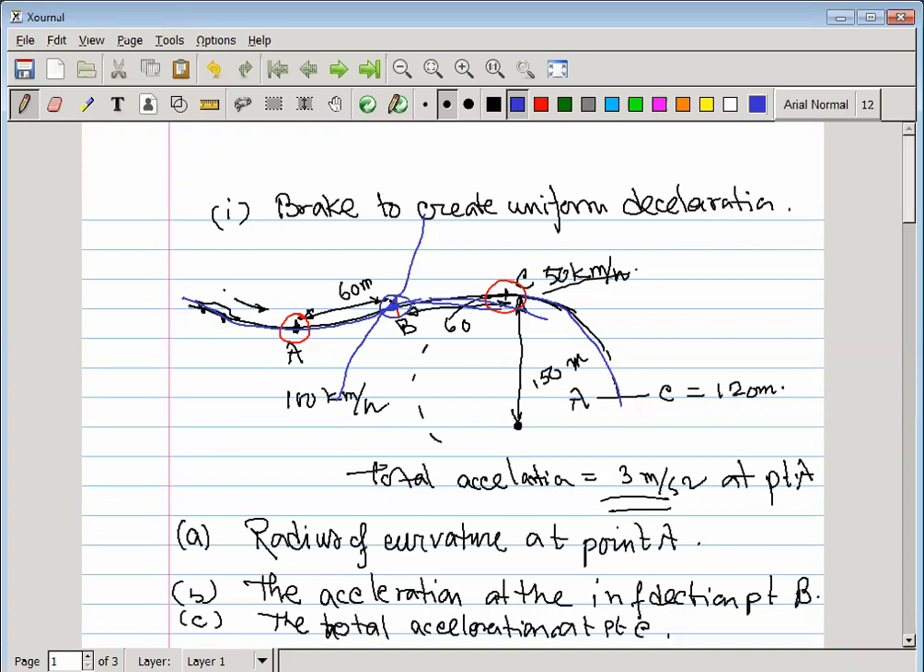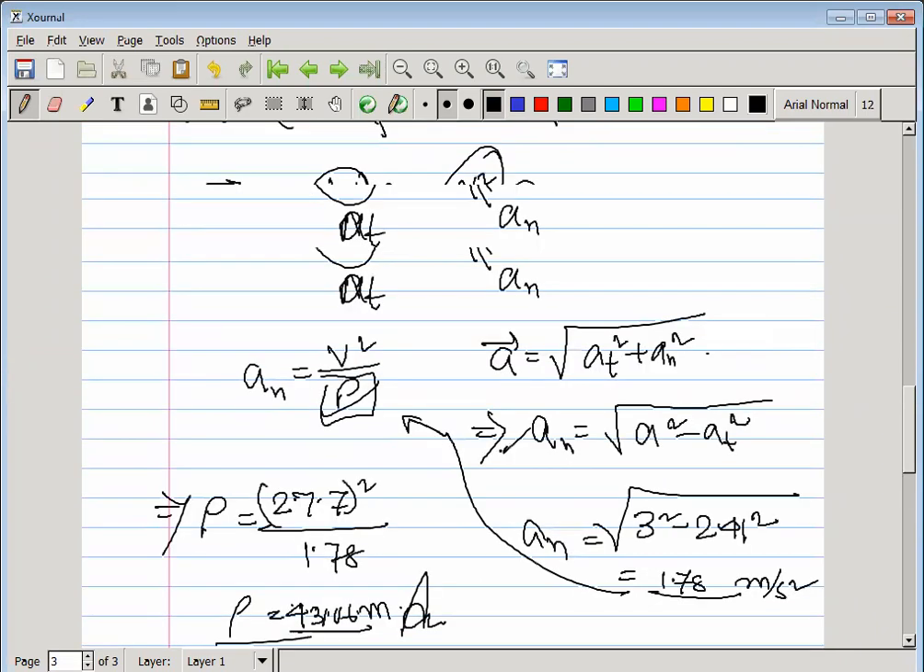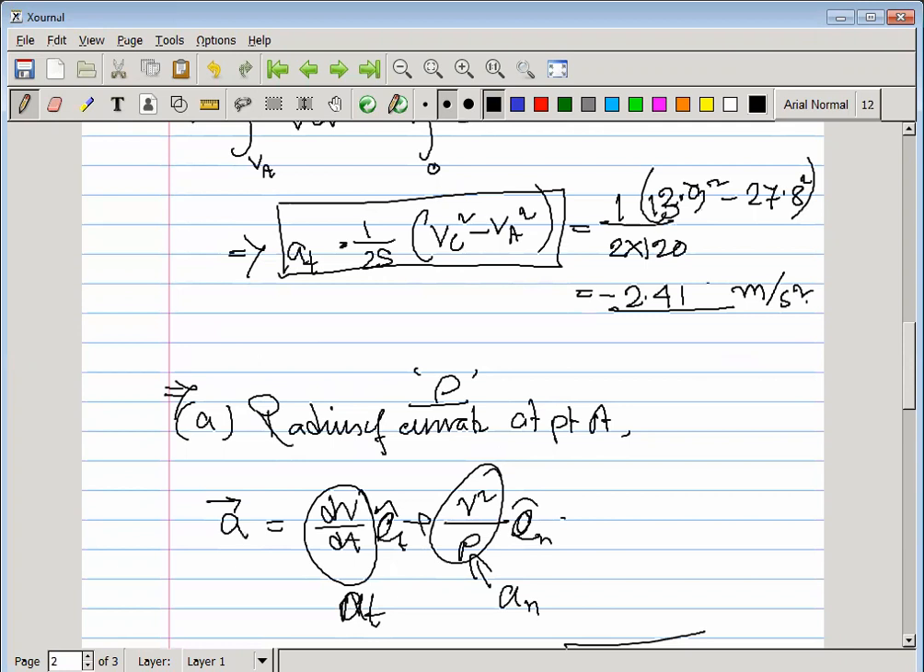So that's why we have to consider the normal component to be equal to 0. Only one acceleration component is there, so the acceleration at point B is nothing but the tangential, and the tangential is the deceleration, right? And that is 2.41 meter per second square, same as at point A, same as this one.